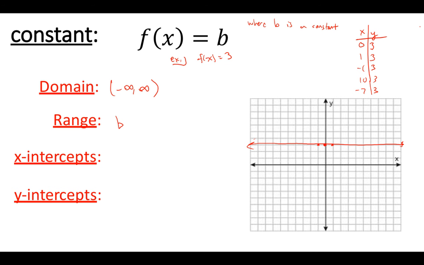The x-intercepts, this one actually has none, because it never crosses the x-axis. There is one exception, and that is if this equation was y equals 0, or, sorry, f of x equals 0. Because if f of x equals 0, then it would just be a straight line across the x-axis. The y-intercept is just going to occur wherever the b is as well. Since this one was 3, then 3 would be the y-intercept. So in general, we just say y equals b is the y-intercept. So the range and the y-intercept are the same.